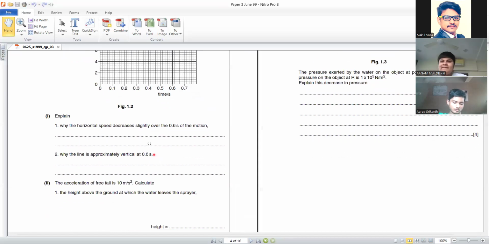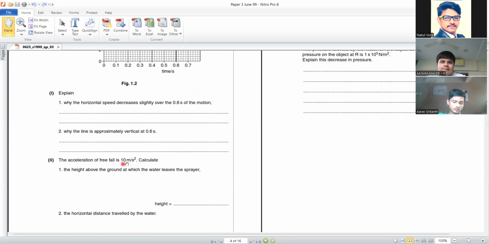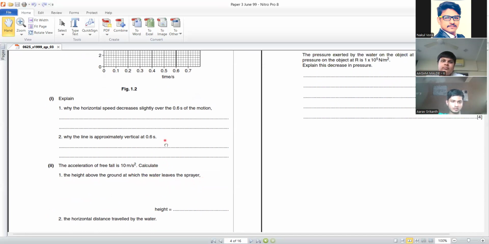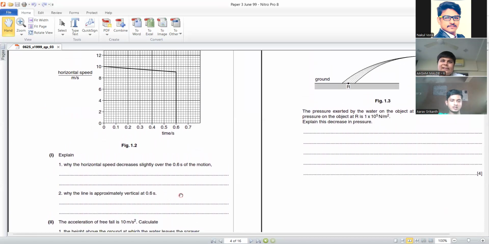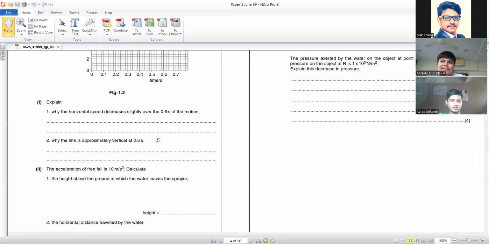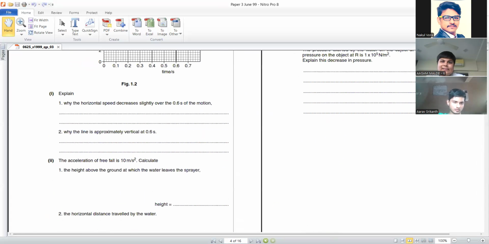The acceleration of free fall is 10 meters per second squared. Calculate the height above the ground at which the water leaves the sprayer. Can you calculate that height?